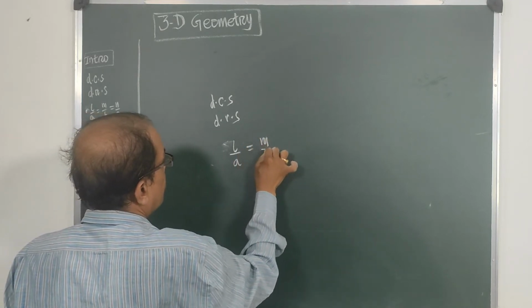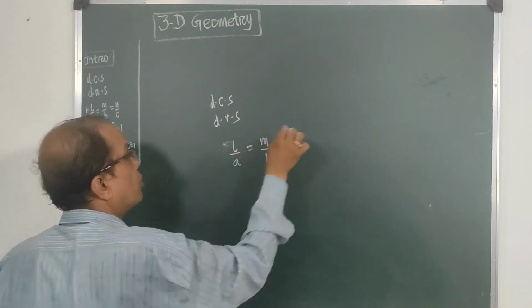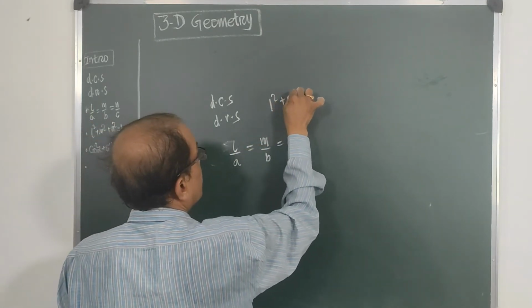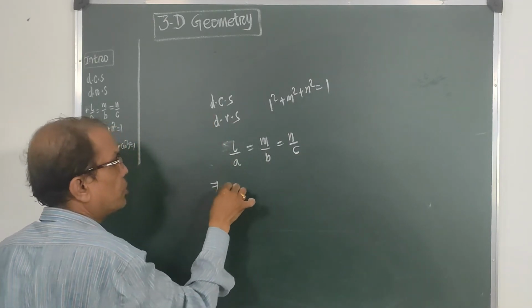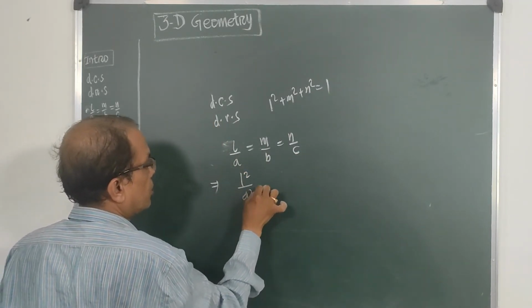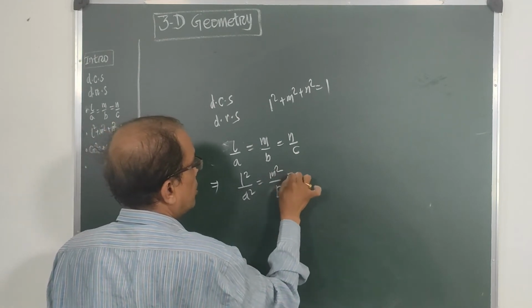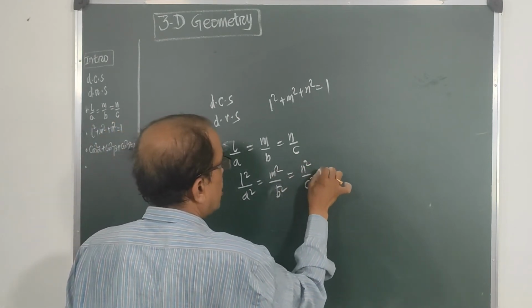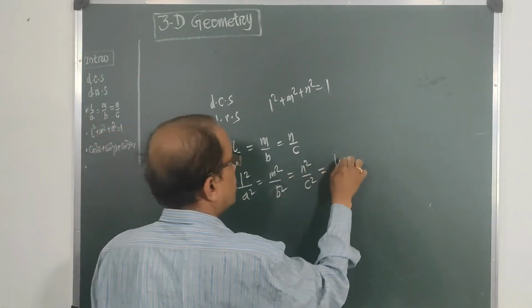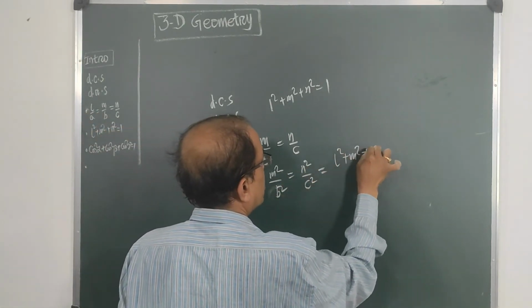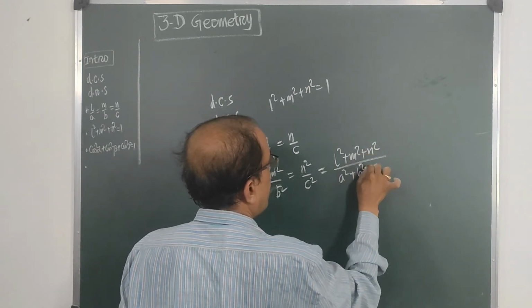Their correlations, like L upon A is equal to M upon B is equal to N upon C, and we have already found L square plus M square plus N square is equal to 1. If we just extend it, you can find L square by A square is equal to M square by B square is equal to N square by C square, and from the ratio and proportion chapter we have found that this can also be equal to L square plus M square plus N square by A square plus B square plus C square.